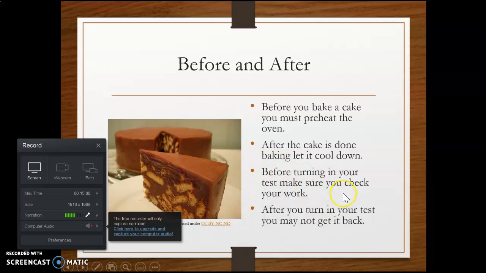Here, in these sets, we are talking about a test. Before you give the test to the teacher, check your work. After you give it to the teacher, you don't get it back.